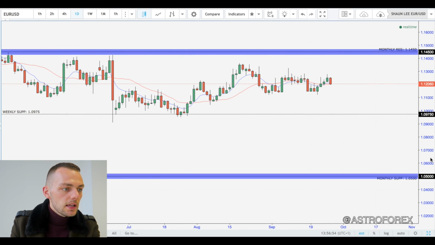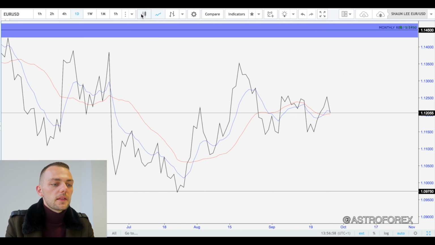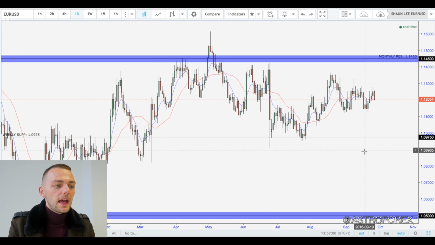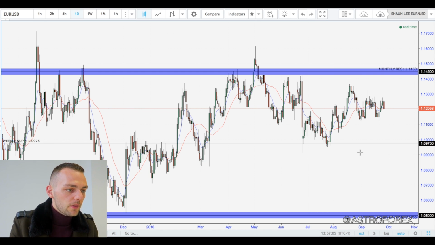On the daily, if you remove the line there, we've got the daily MAs that have crossed over as well. But looking at the daily chart, there's a few things that interest me. Again, I'm torn between two worlds on the Euro USD. So let me show you.